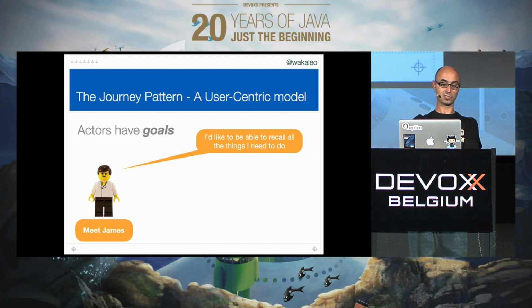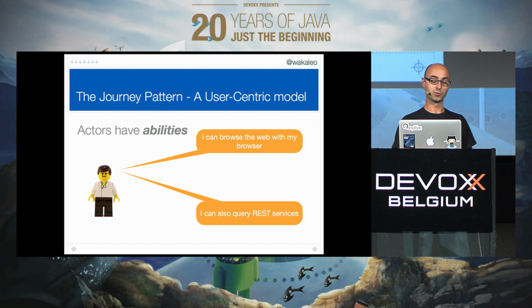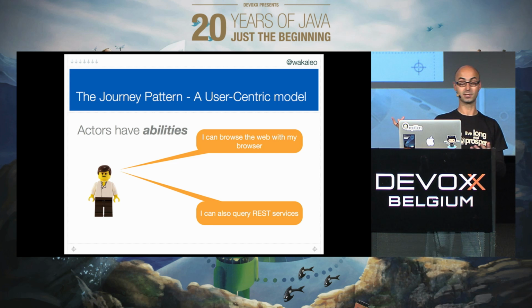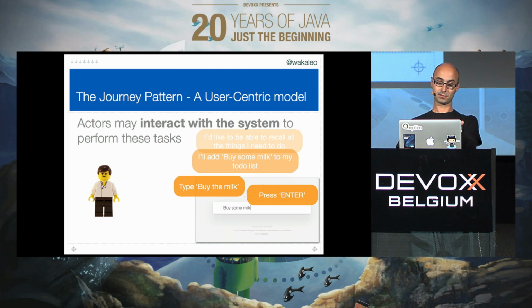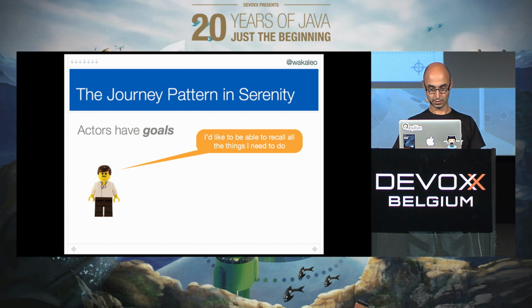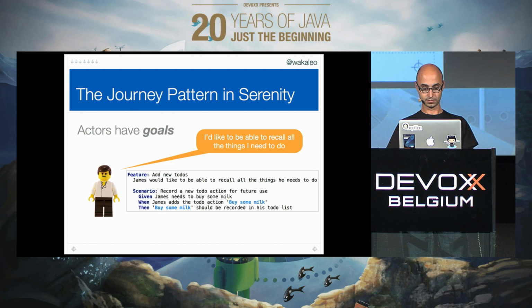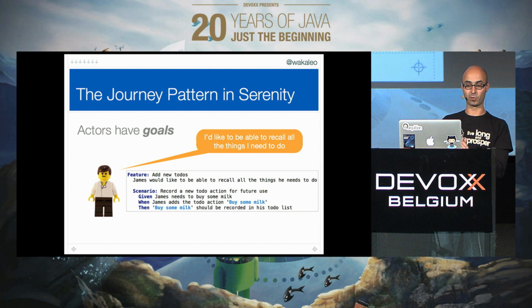So this is James, and James wants to know what actions he can do. He also wants to know which abilities he has. For example, he can browse the web with a browser, or he can also query a REST service. This is something that James can do. And he can also do some tasks against the system, for example, buy some milk, which means adding the milk to the to-do application and pressing enter. And of course, the goals are implemented in this way, as we have seen.